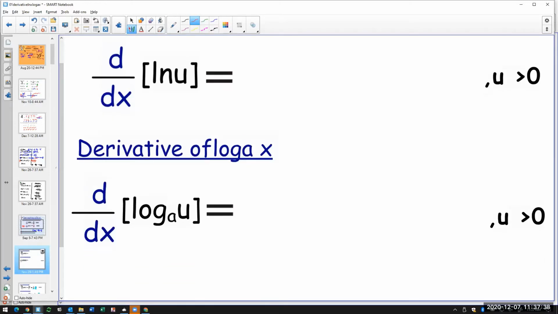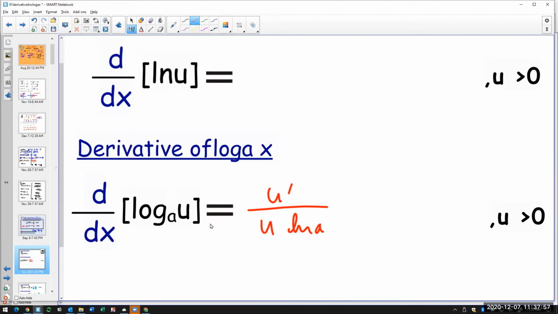On the 4th page of your notes, the derivative of this is u prime over u, okay? It's the same thing, but you have this extra factor called ln of a. So can you write that in? U prime over u times ln of a. Okay, and that is the generic formula for the derivative of a log.